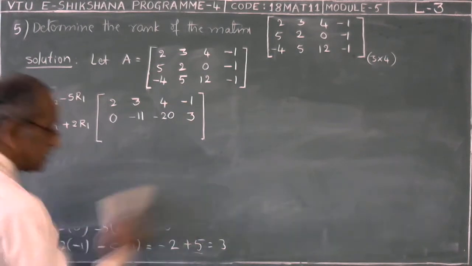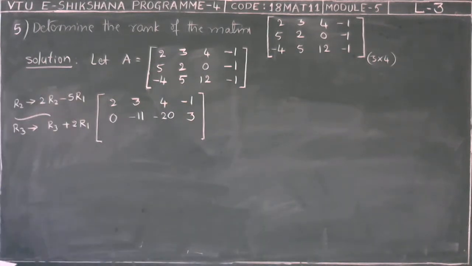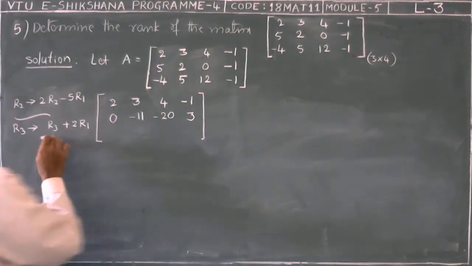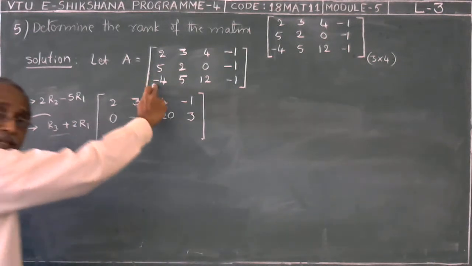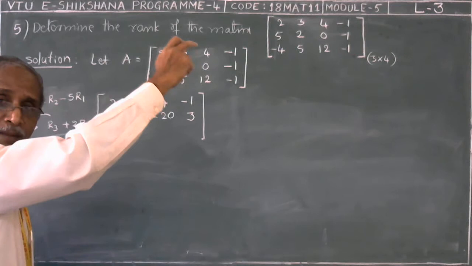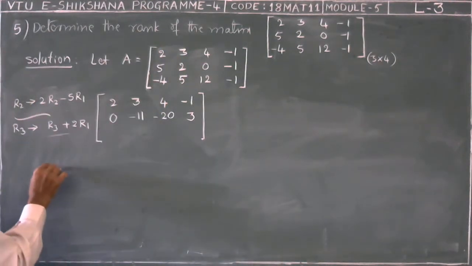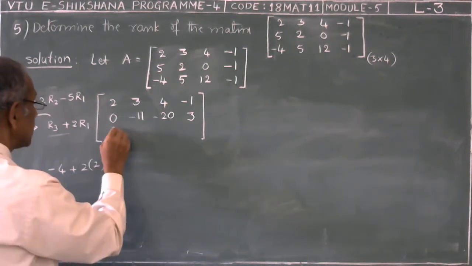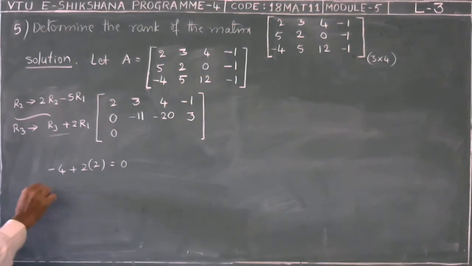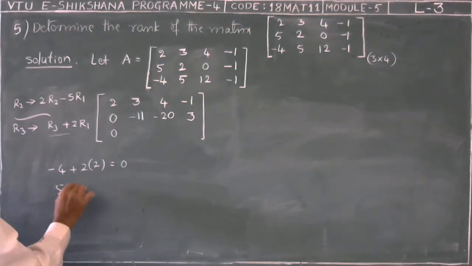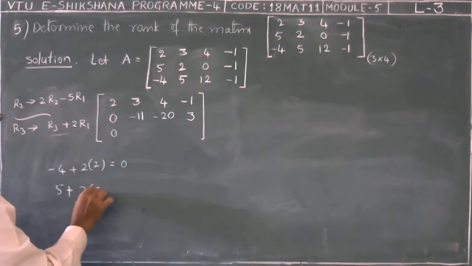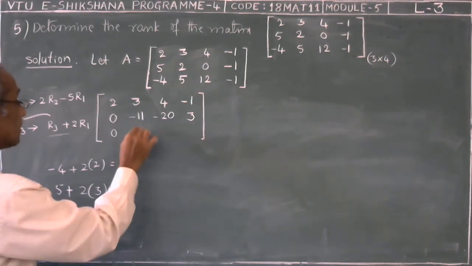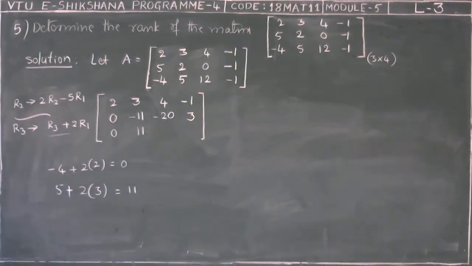So what happens to the next row? R3 will change with respect to this operation. Because there is already a minus sign, I multiply R1 by 2 and then simply add. So minus 4 plus 2 times 2, minus 4 plus 4 is 0. Then 5 plus 2 times the corresponding element in R1, which is 3. So 5 plus 6 is 11.